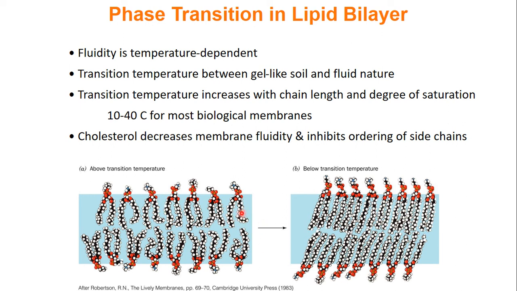The more saturation, so the fewer double bonds, the higher the transition temperature, because it's harder to separate your molecules if they're long and if they're straight. And for most membranes, this transition temperature happens between 10 and 40 degrees centigrade.